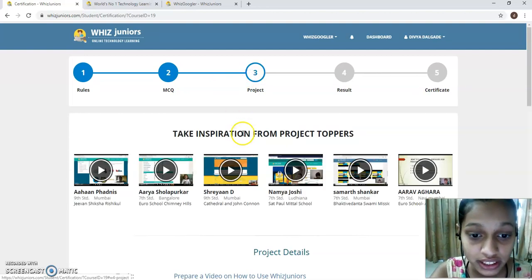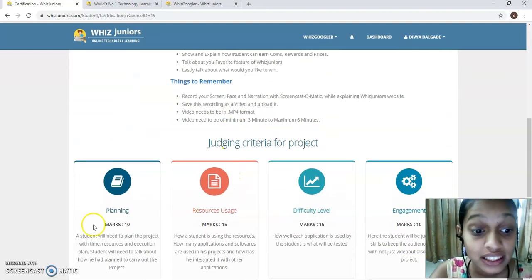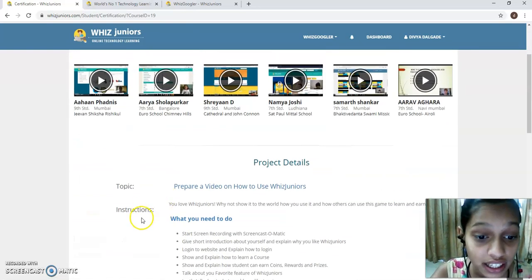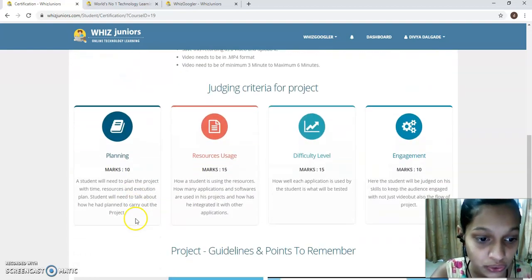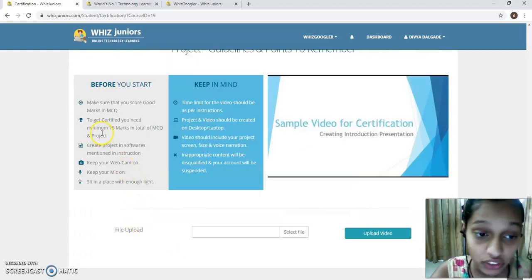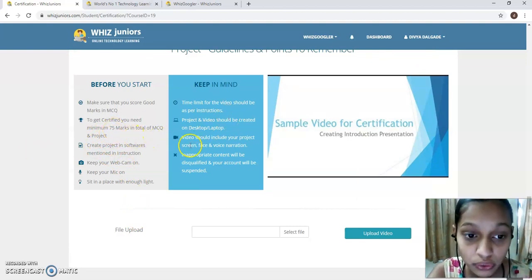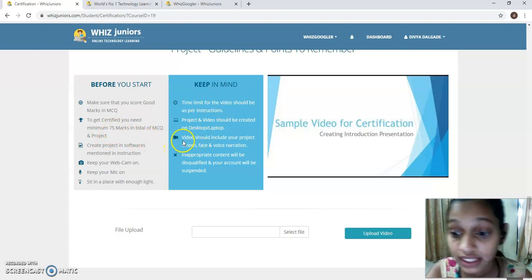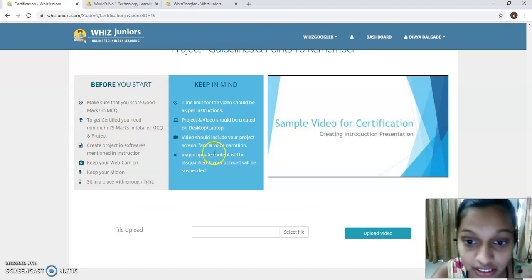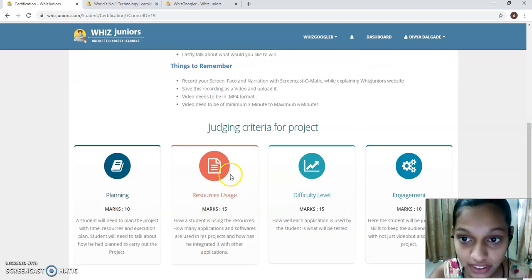And this project is also of 50 marks. As you know, the total passing marks including MCQ and project is 75 marks, and the total will obviously be 100.